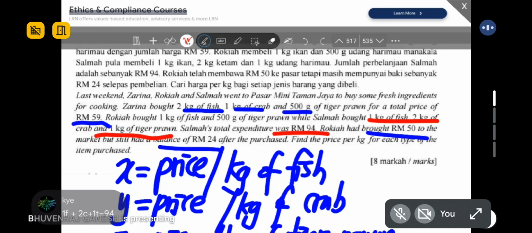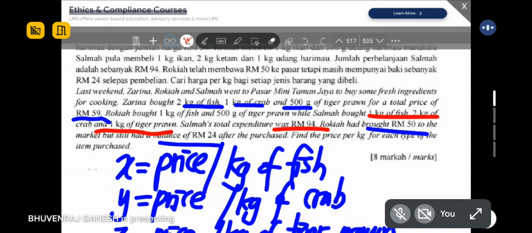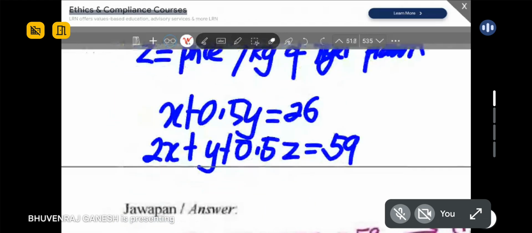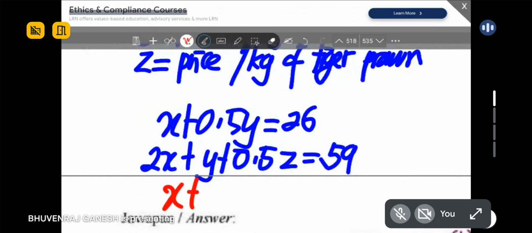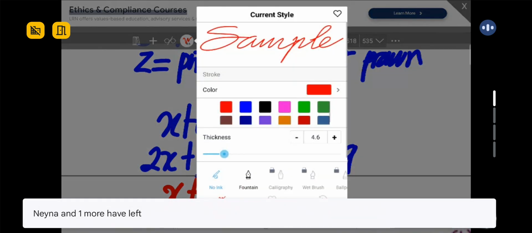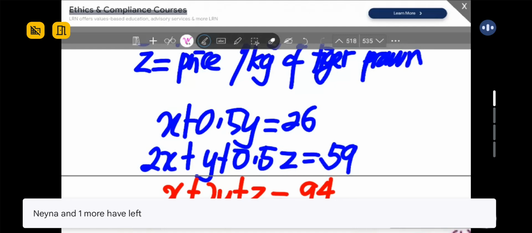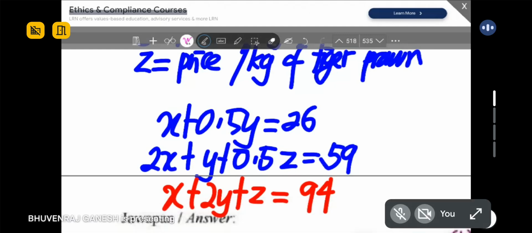1F plus 2C plus 1T equal 94. Yes, very good. Correct. Okay, so you have X plus 2Y plus Z is equal to 94. Okay, guys? So these are your 3 equations lah. 3 persamaan. So based on this, what can you do, guys? There is many method. Banyak kaedah.